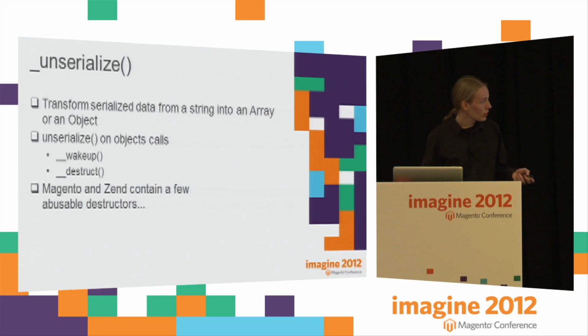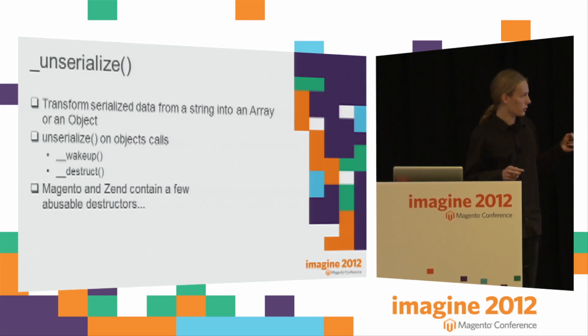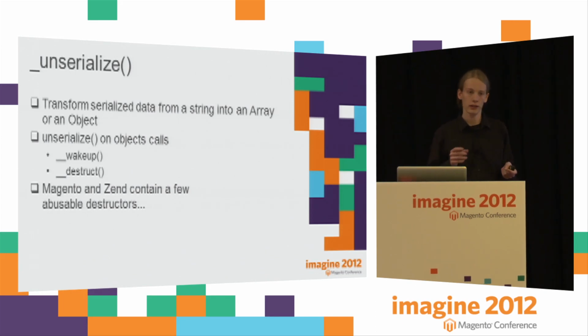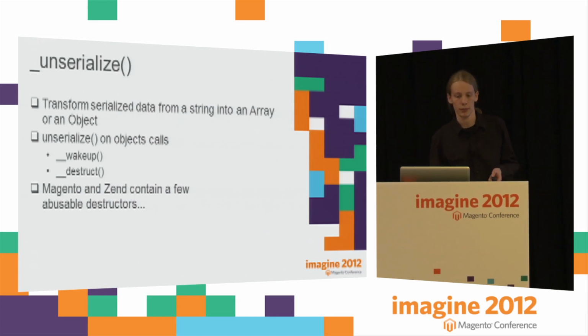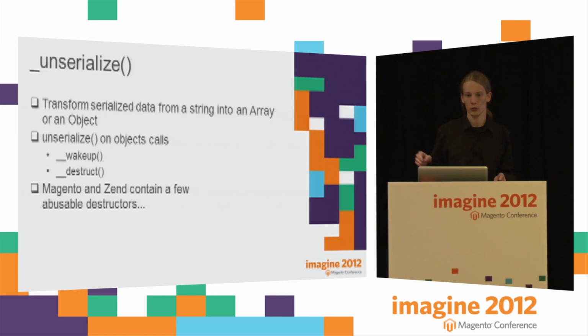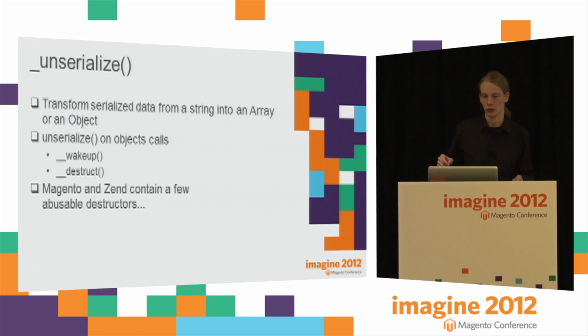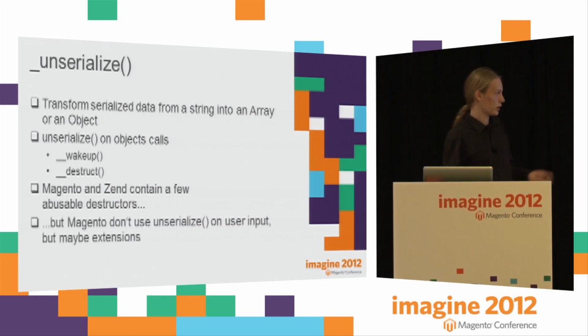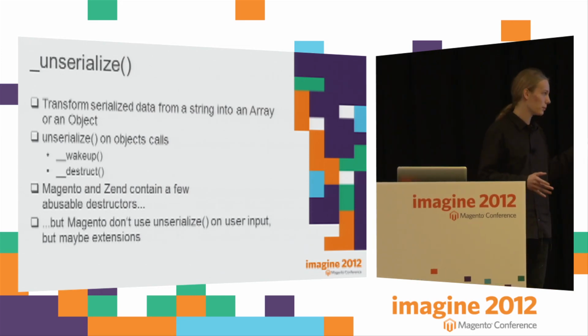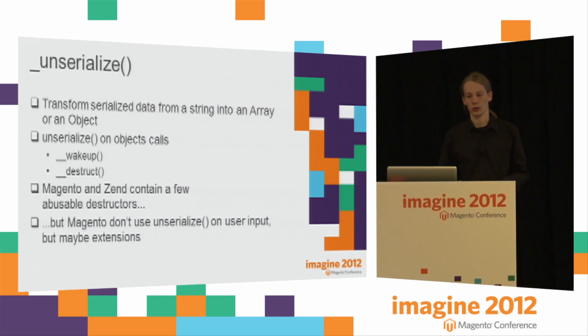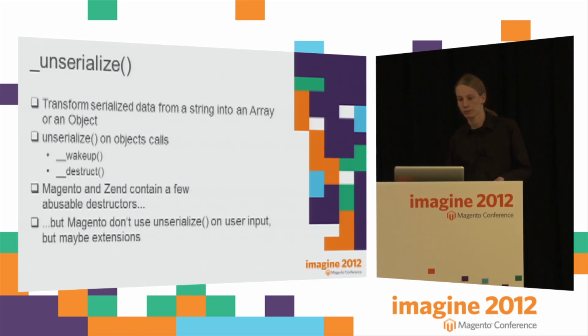So if you are now able to send a specially crafted string as an attacker to the unserialize function, you can, for example, unlink the htaccess file in the app folder and then just make a request to app/etc/local.xml to get the database configuration. But the good point is, Magento core doesn't use unserialize on user input. But there might be extensions which use it. So you should also be careful with this function.